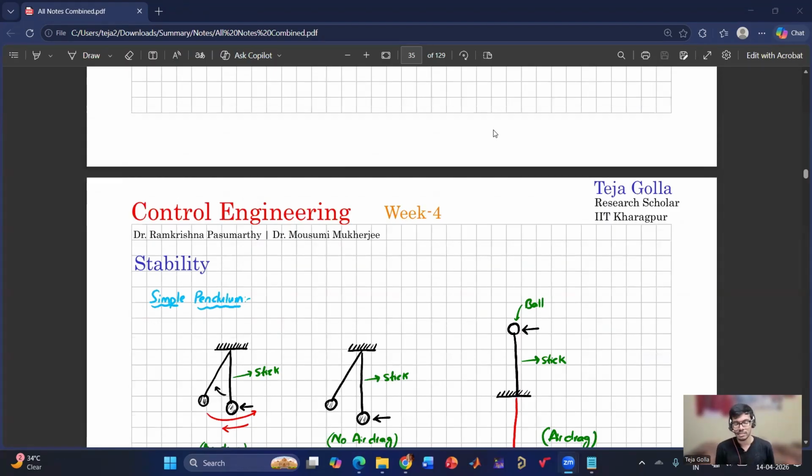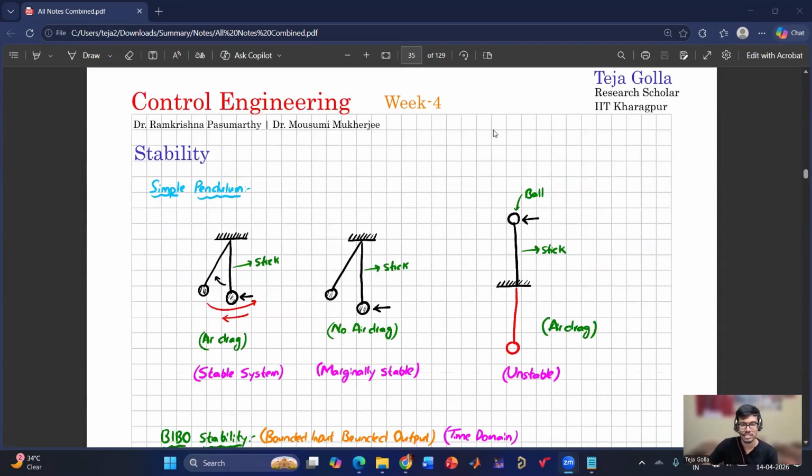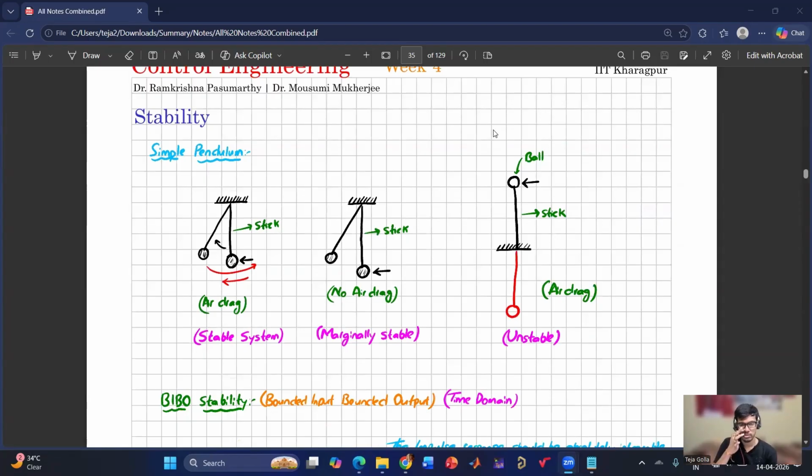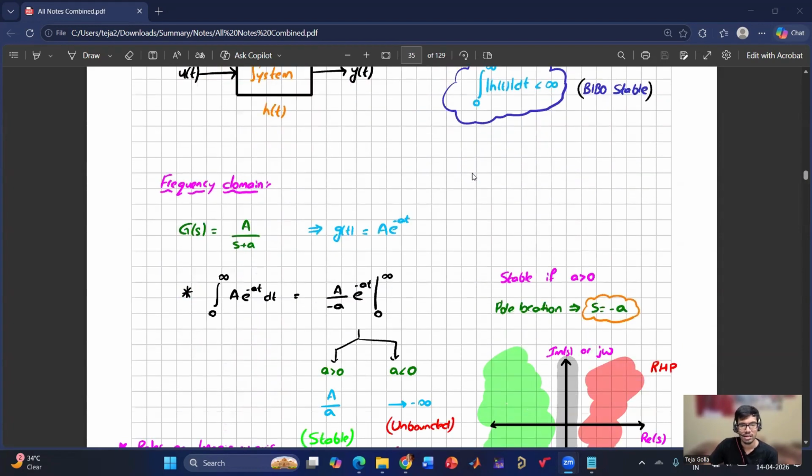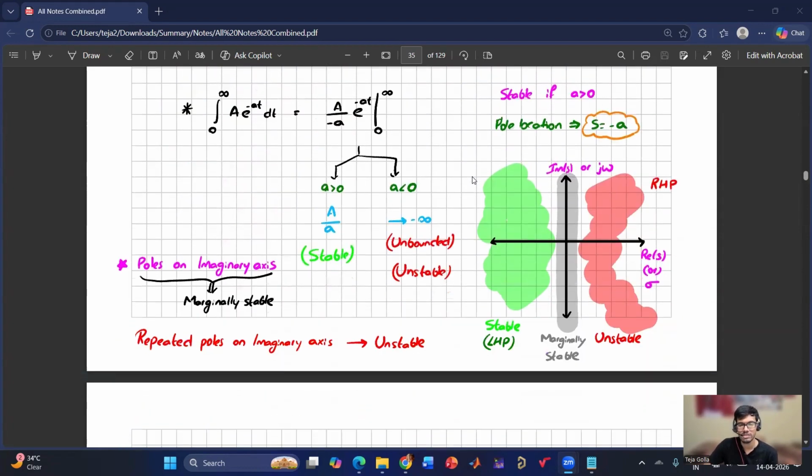So we have started with simple pendulum to understand what is stability, which is stable system, which is marginally stable system, which is unstable system. And then we have defined something called BIBO stability and in frequency domain, which is stable, which is unstable. So green color is stable, red color is unstable. This gray color is marginally stable.